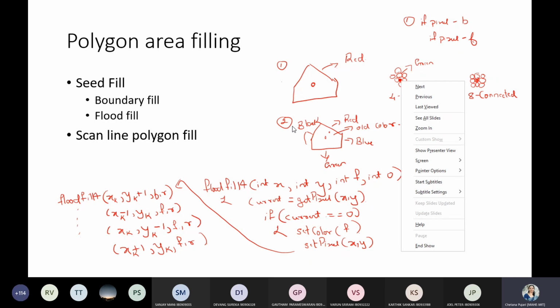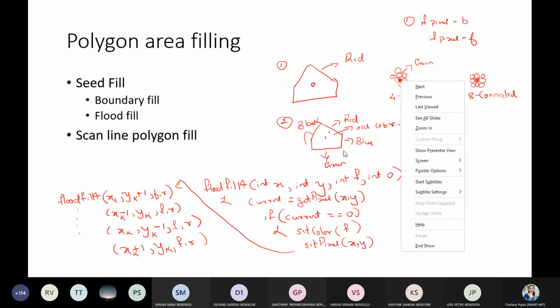Whereas in the case of a flood fill algorithm, your edges will be of different color. Okay, you are going to find a pixel which is inside your polygon. Once it is done, you are going to check if the pixel has the old color, the default color you have. You are going to check if it has that. Then you are going to start coloring the pixels with the color you have decided. Whatever color you have decided for the region, you are going to color it with that color.